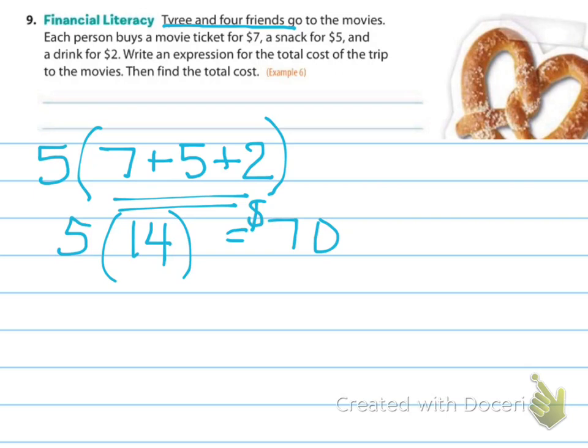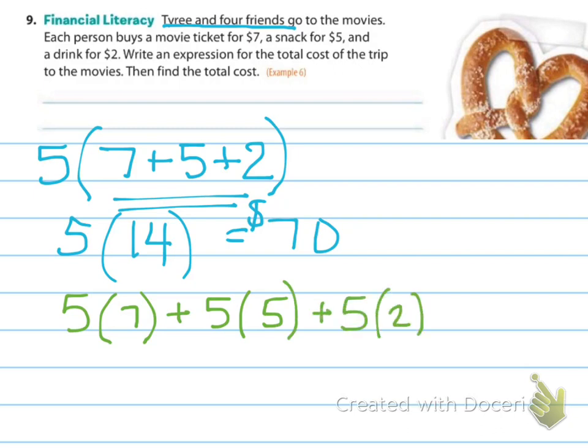Now there is one other expression that if you came up with it, it would still be okay. That's if you wanted to say, okay, 5 people bought a $7 ticket, 5 people bought $5 snacks, and 5 people bought $2 drinks. And you did this each individually, and you should come up with your same answer.